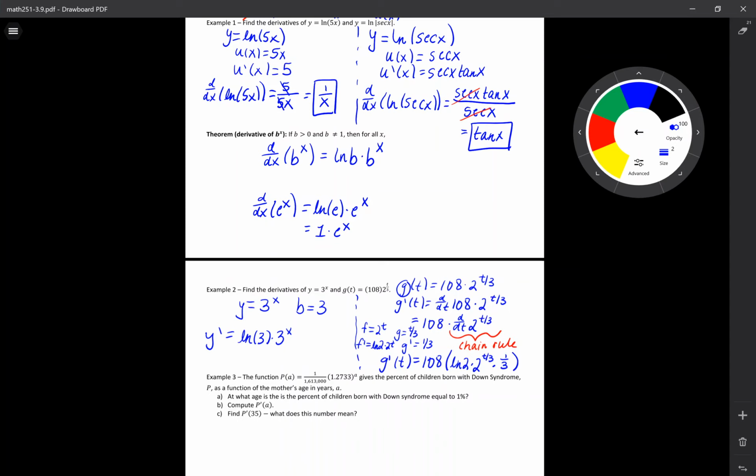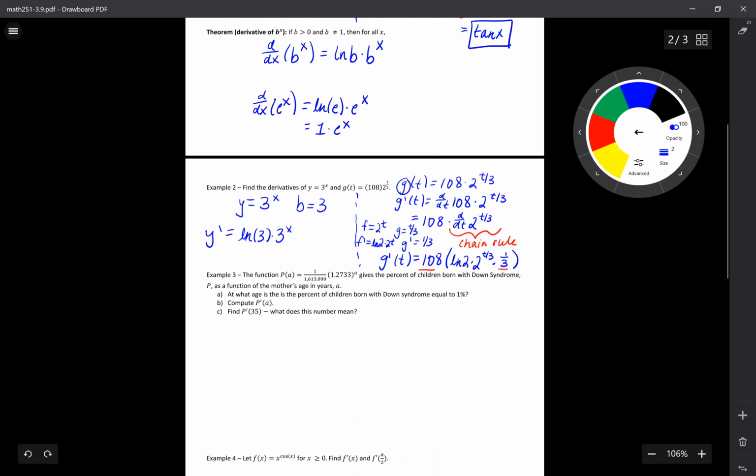If I were to multiply this 108 with this 1/3, I could certainly do that, and we would just get 36 natural log of 2 times 2 to the power of t over 3. We could just combine our constants there.